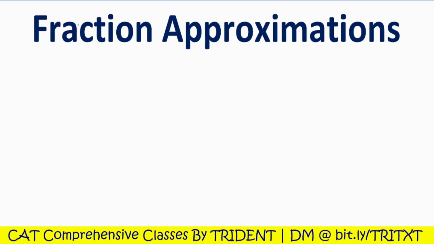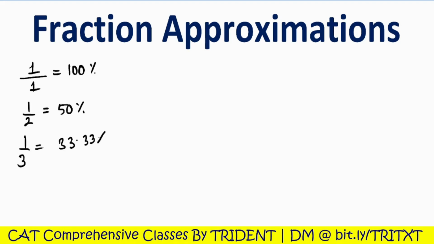Let's start. The first thing is 1 by 1, we know it is 100%. 1 by 2 is 50%. 1 by 3 is 33.3333%. 1 by 4 is 25%. 1 by 5 is 20%.